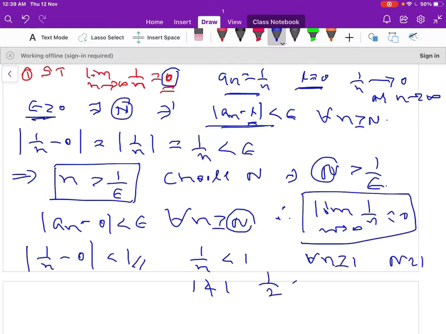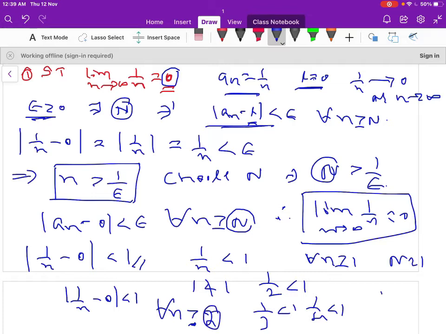When n is 2, 1 by 2 is less than 1. When n is 3, 1 by 3 is also less than 1. When n is 4, 1 by 4 is also less than 1. So therefore 1 by n minus 0 less than 1 holds for all n greater than or equal to 2. Therefore N is equal to 2 here. For n is 2, 1 by 2 is less than 1. When n is 3, 1 by 3 is also less than 1. So it holds for all n greater than or equal to 2.